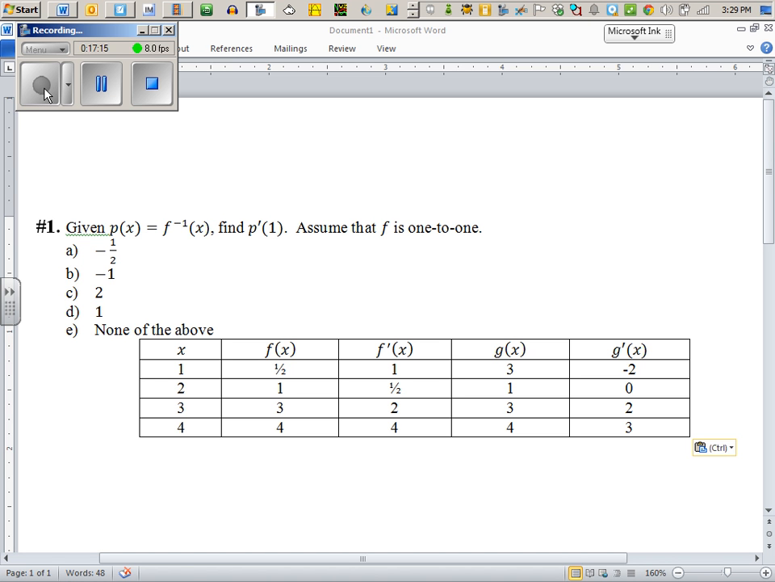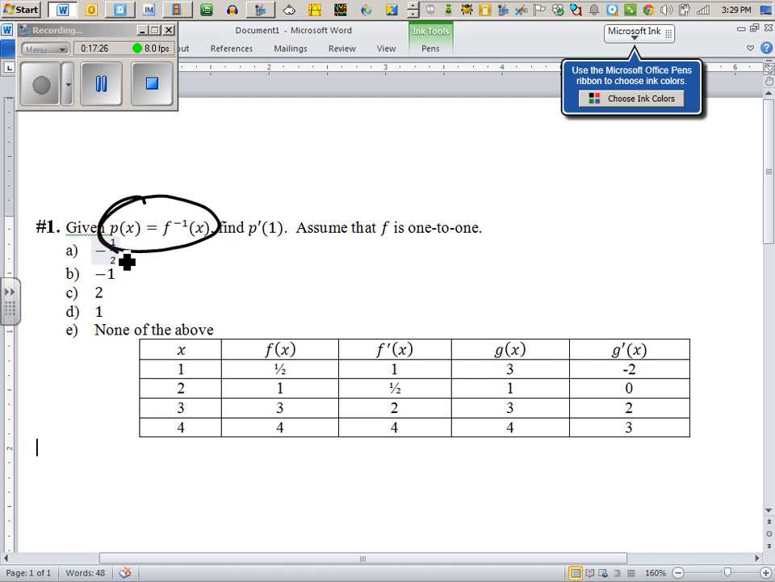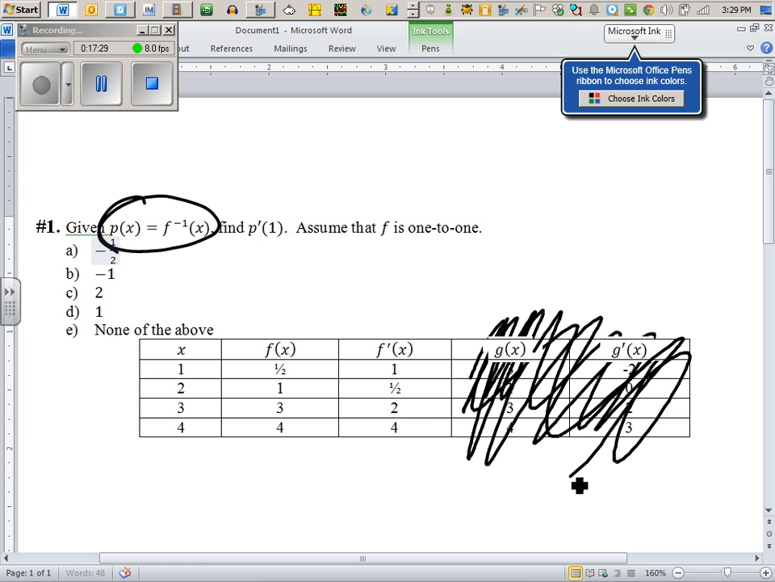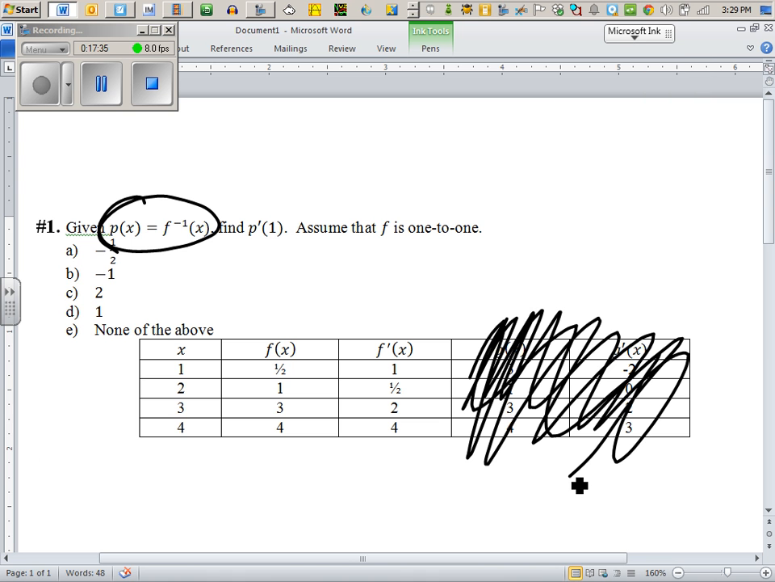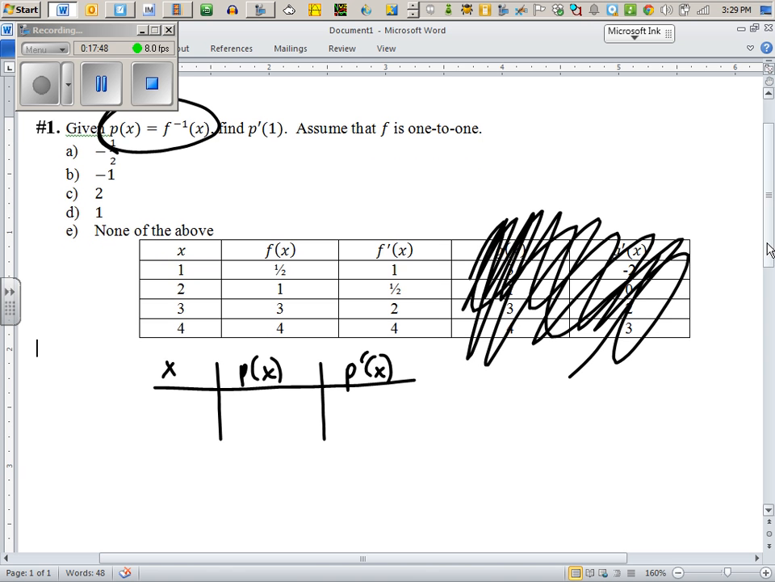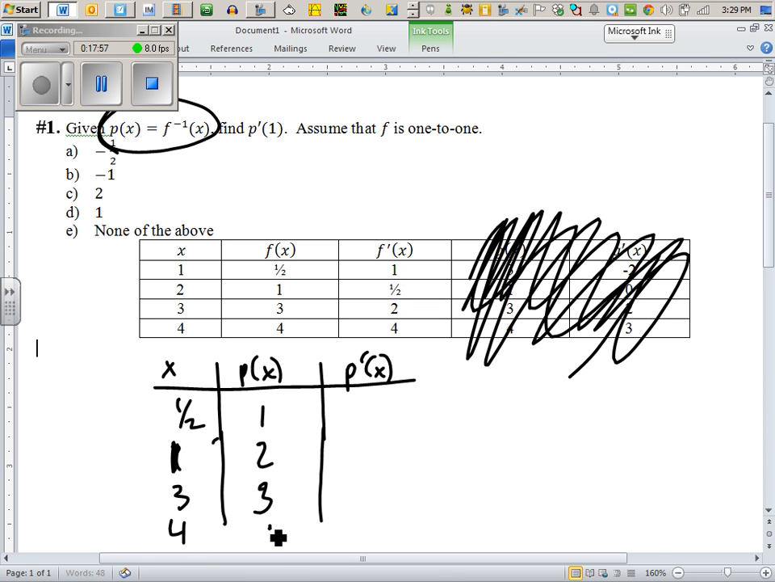The reason this particular problem is harder than the other three is because there was no table for the function p. But we can fix that. So first of all, p is just f inverse, right? So we probably don't need g at all. Forget g. What you need is f's table, and we're just going to do an inverse table. So watch how we can make an inverse table pretty easily. The points in the table will be 1/2, 1, 1, 2, 3, 3, 4, 4.